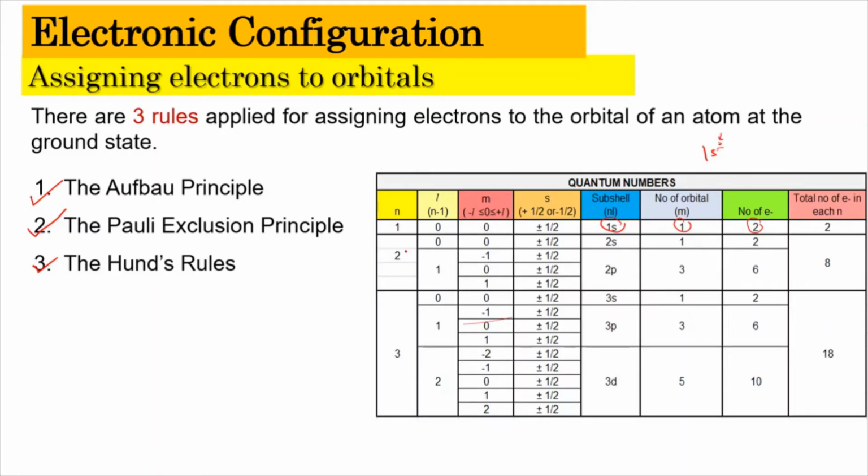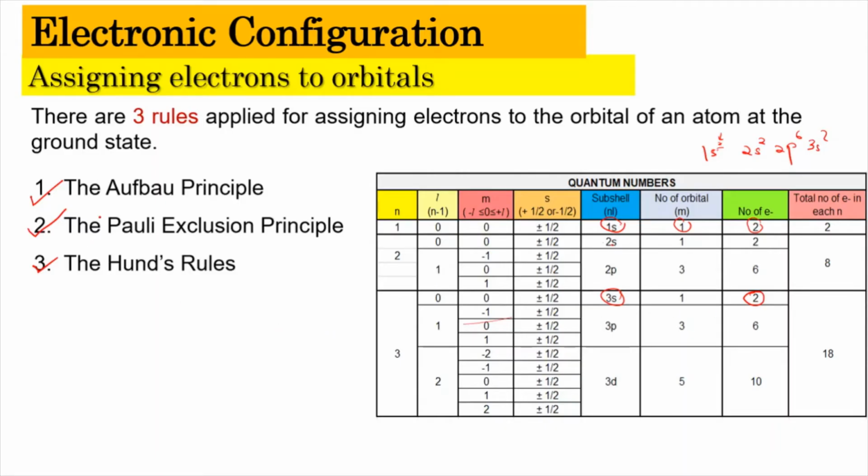Okay, and meanwhile for n equal to 2, it has 2s, so 2s can fill 2 electrons, and then 2p can fill 6 electrons maximum. Okay, so we have 10 electrons, right? And then for 3s, you know that you can fill a maximum of 2 electrons as well. Okay, and so on and so forth.